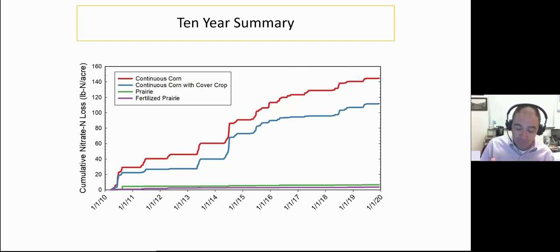But in general, if we have something growing out there year-round, we have great potential for reducing nitrate that's lost below the plant root zone. So we really have to think about how we can have living cover, living roots on the land a greater percentage of the year, and we can have a positive benefit on reducing nitrate loss.